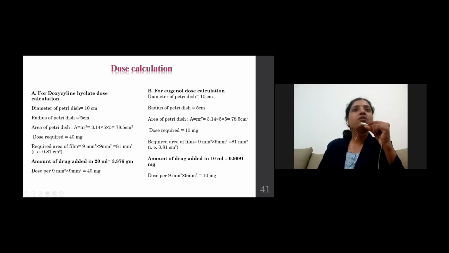Dose calculation was done for the doxycycline hyclate. Depending upon the diameter of the petri dish, we calculated the area of the petri dish, and from the area we selected the portion in which we get almost 40 mg of doxycycline hyclate, and almost 10 mg of eugenol content. Based upon the area of the petri dish, we calculated how much expected drug should be present within that particular area. Almost 9 by 9 mm square of the film contains 40 mg of drug, and almost 9 by 9 mm square of the petri dish contains 10 mg of eugenol.